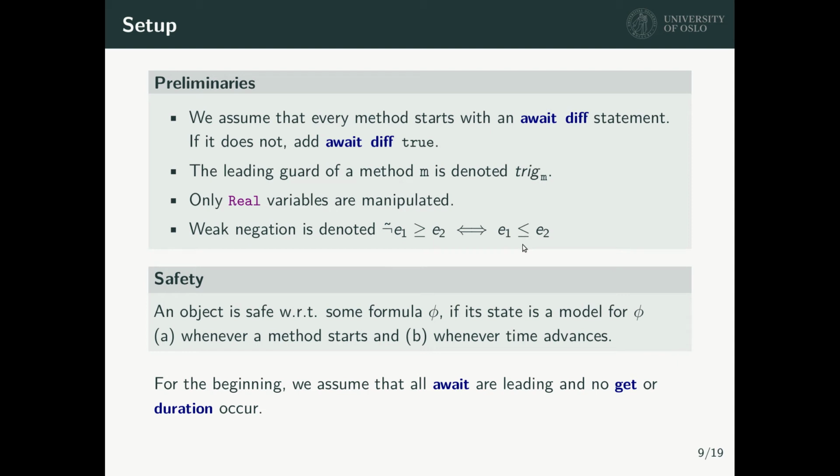So the first thing is, what does it mean that an object is safe or has the invariant? In discrete objects, we only say that an object is safe if phi holds whenever a method starts. Now we're at the second condition: it also has to hold whenever time advances. And for presentation's sake, for the next few minutes we're going to assume that there are no other waits, no gets, and no duration. But of course, the paper describes all the details. In the later parts of this presentation, I will talk a little bit more about how we handle this kind of thing.